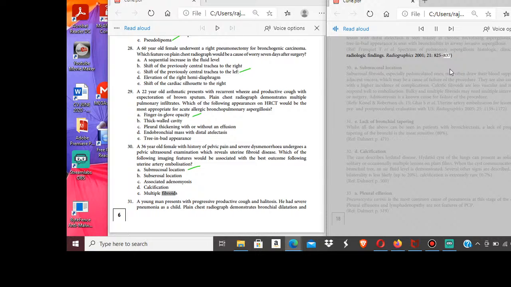30. A. Submucosal location. Subserosal fibroids, especially pedunculated ones, may often draw their blood supply from adjacent viscera, which may be a cause of failure of the procedure. They are also associated with a higher incidence of complications. Calcific fibroids are less vascular and may not respond well to embolization. Bulky and multiple fibroids may need multiple interventions or surgery. Adenomyosis is a known cause for failure of the procedure. Refs. Kessel and Robertson CH15; Godfrey S et al. Uterine artery embolization for leiomyomas, pre- and post-procedural evaluation with US. Radiographics 2005, 25, 1159-1172.